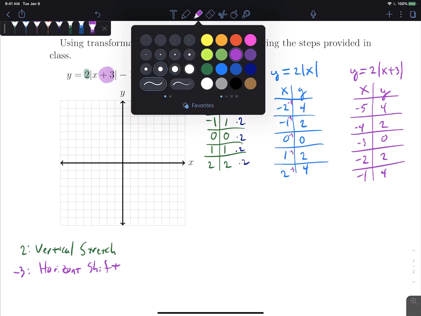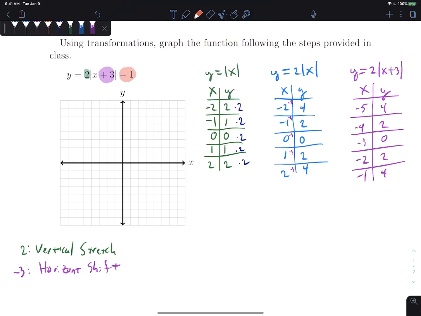Next, we have the -1 there. Now that -1, it's outside the absolute value, so it's going to be vertical. So that will be a vertical, and in this case, addition and subtraction mean shift. And you do what it says. So it's a -1, and it's vertical, so it affects the y values. So that means that we're going to subtract 1 from all of the y values. And that gives me the final table, which just happens to be the original equation in the first place.